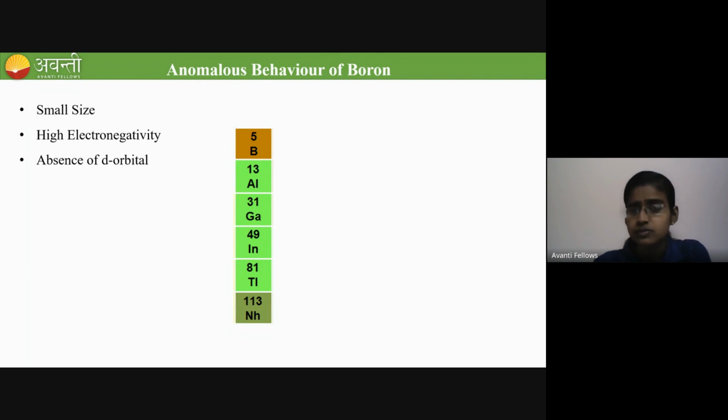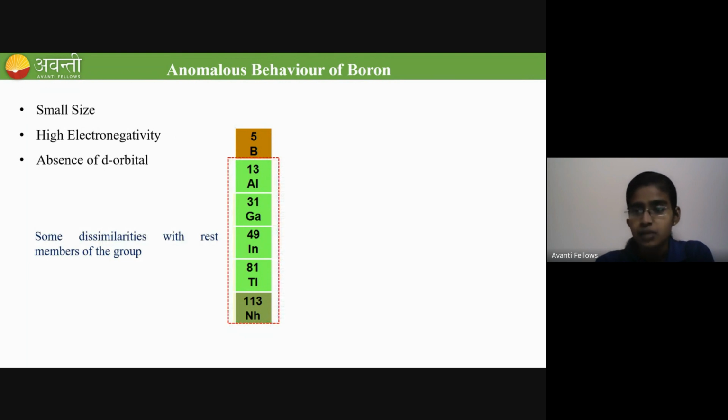So no d orbitals are present for boron, but for aluminium, gallium, indium, and thallium, we have d orbitals. If there are d orbitals, some electrons from outside can come and form a bond with the element which has d orbitals. That is absent in the case of boron. So that is one of the reasons for the unique behavior of boron. But some dissimilarities with the rest of the members of the group are there for boron.